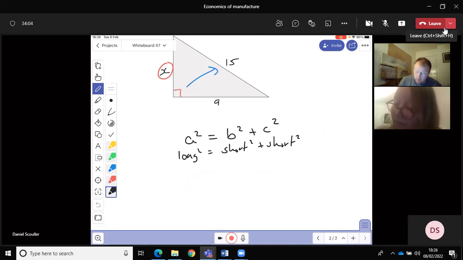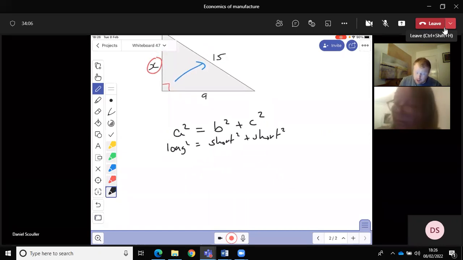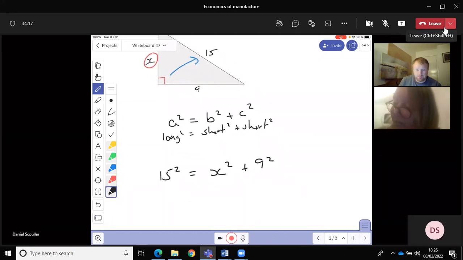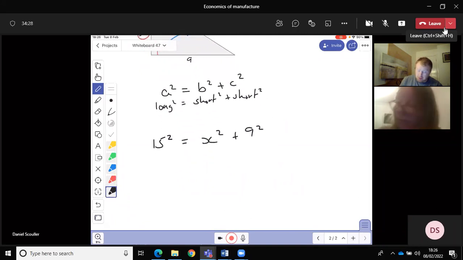We see the right angle, we know we've got the hypotenuse. Now at what point you want to rearrange this, it's up to yourself. I would just write it in this form. So one of the short sides is x squared plus 9 squared. Again, you could rearrange it at this point, or you could work out what 15 squared is plus 9 squared, or I'll rearrange it for simplicity's sake.